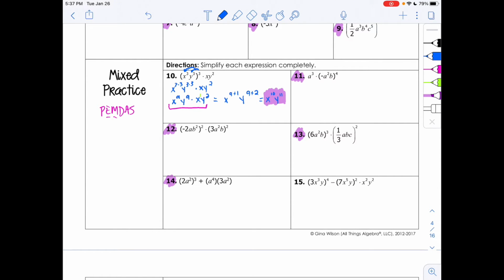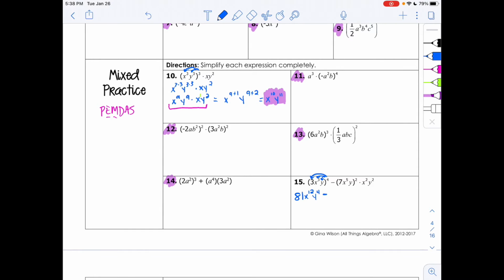So our power property, the first set of parentheses, I'm going to take this 4 and apply it to everything inside the parentheses. So 3 to the 4th, that's 3 times 3 times 3 times 3 is 81. X to the 3rd to the 4th, so that's 2 exponents, so we're going to multiply those. That would give me x to the 12th. 3 times 4 is 12. And then y to the 4th, because 1 times 4 is 4.